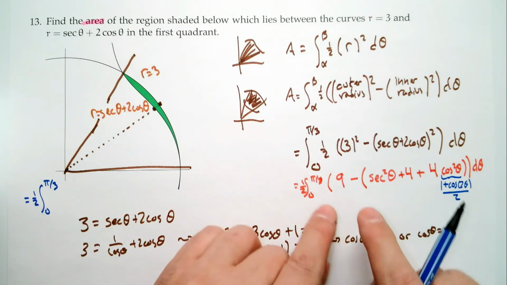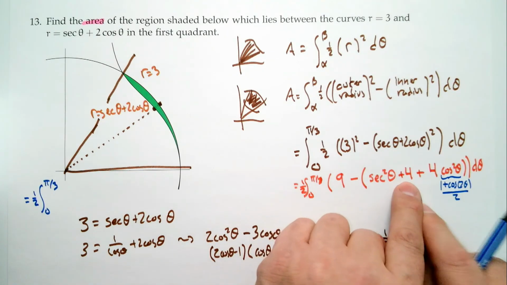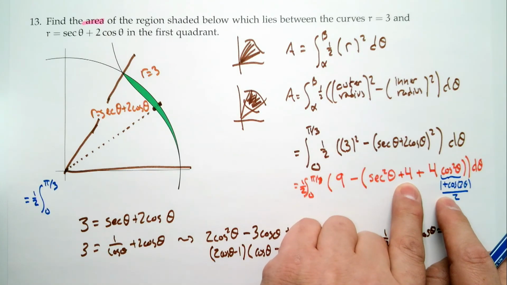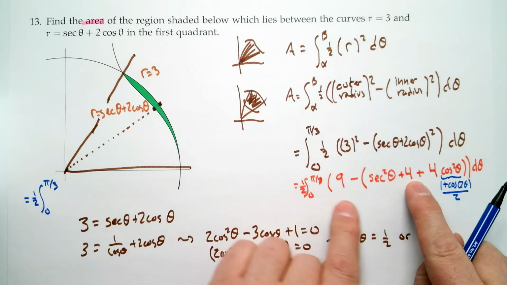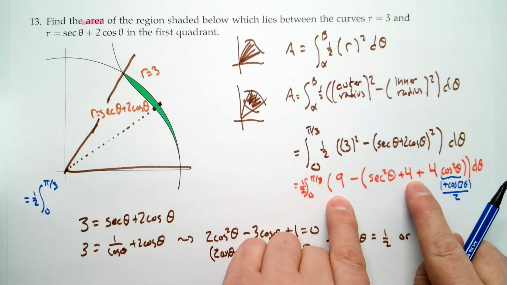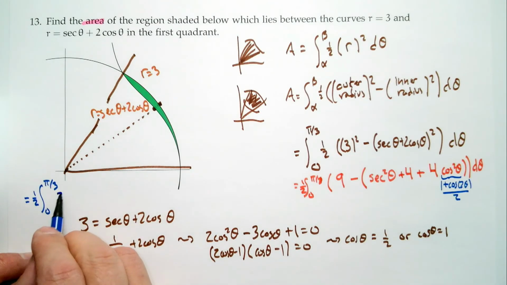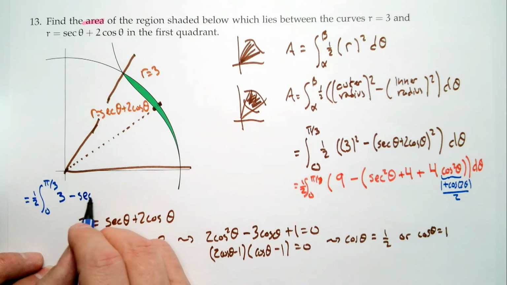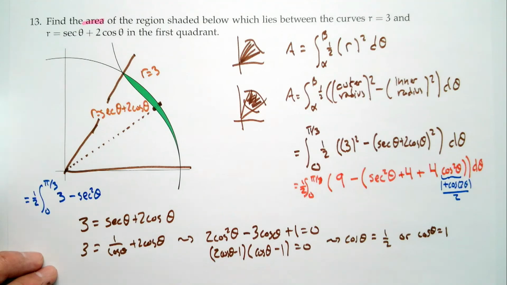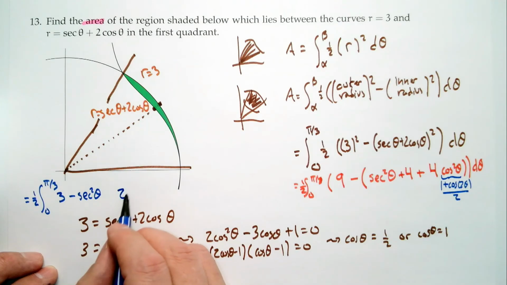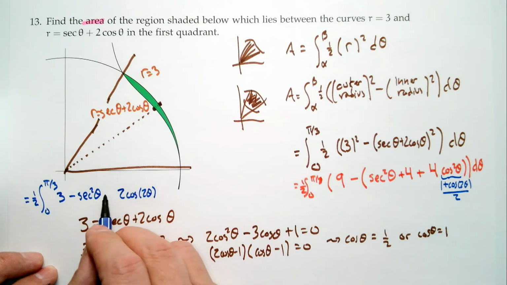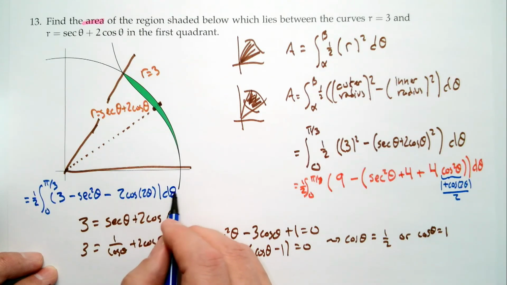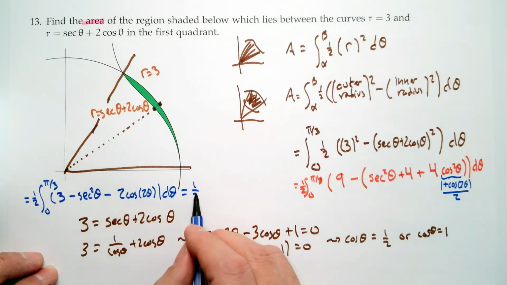Let's pull out the constants, put them all together. I have a 4 here. I also have a 4 times 1/2, which gets me up to what? Yeah, that'll be 2. Plus 4 makes 6. And then that's being subtracted from 9. So I'm at 3. I have a minus secant squared. And what else do I have? Two cosine 2 theta. Added or subtracted? Subtracted. Okay. Well, good news, we can actually do those things.